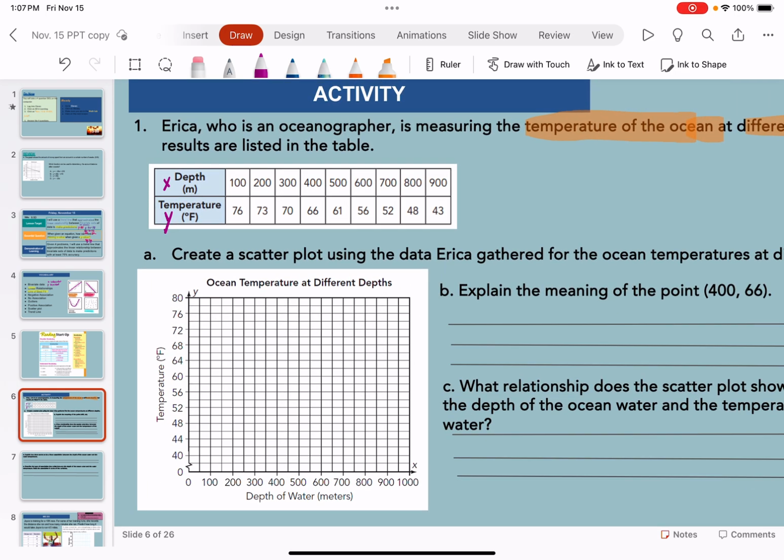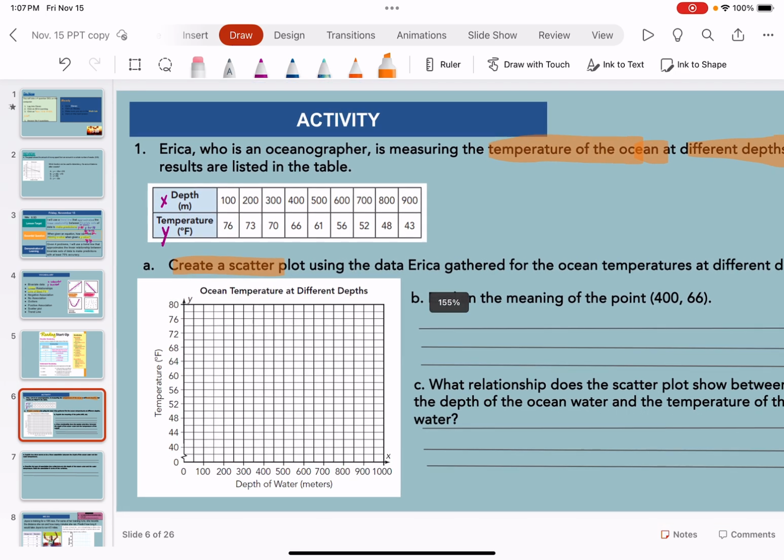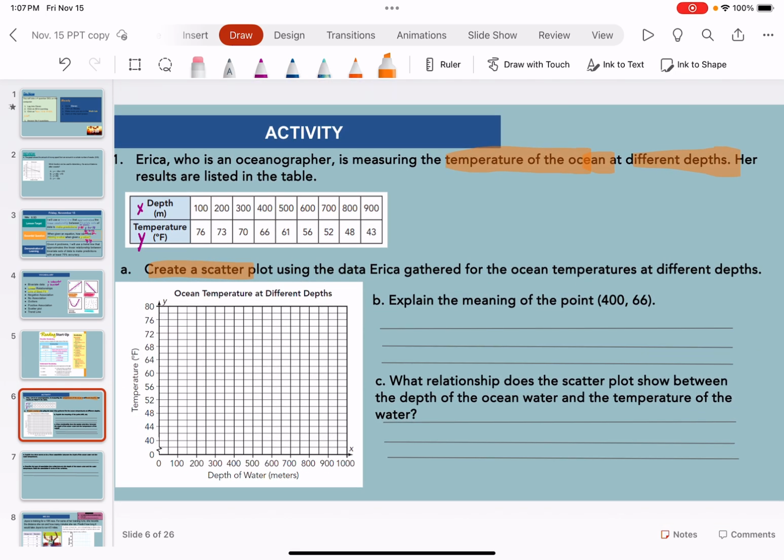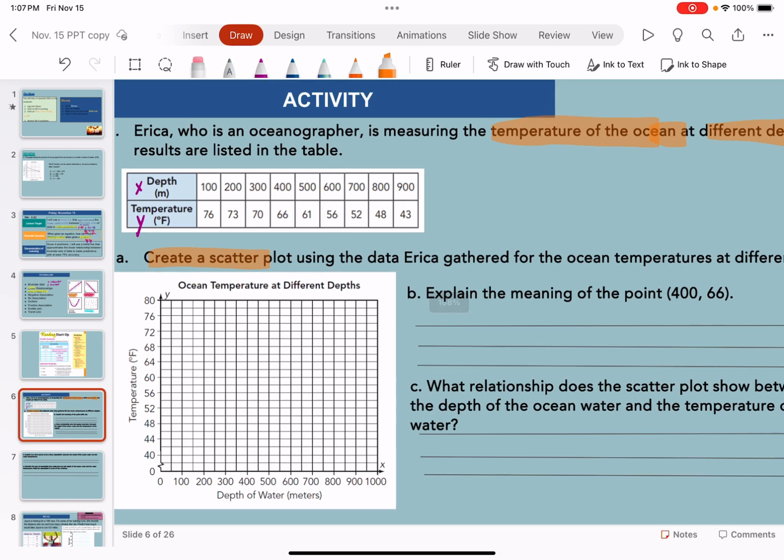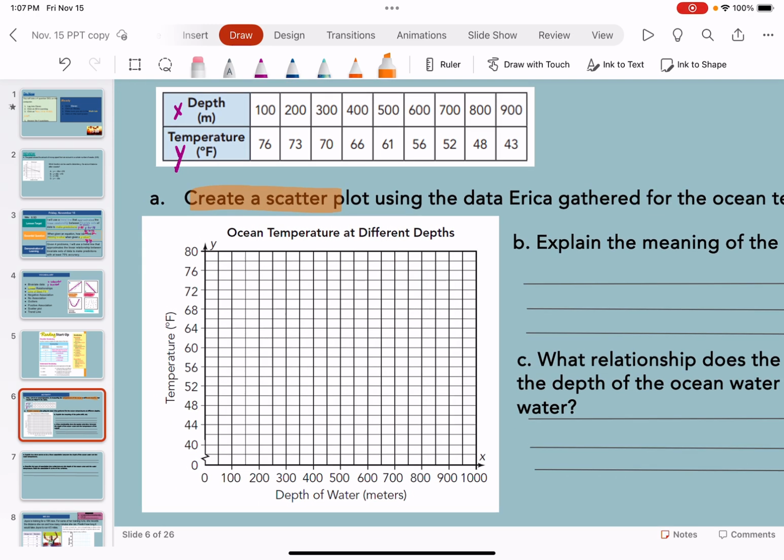A says create a scatter plot using the data Erica gathered for the ocean temperatures at different depths. So basically all we're doing is just plotting these points, right? We're graphing these points. Okay, so the first one is 176. Our graph is already labeled, right? Our temperatures are the y-axis because temperature depends on the depth of water, our x-axis. So I'm gonna find my x value of 100 at the bottom along the x-axis, then I'm gonna go up to find 76.